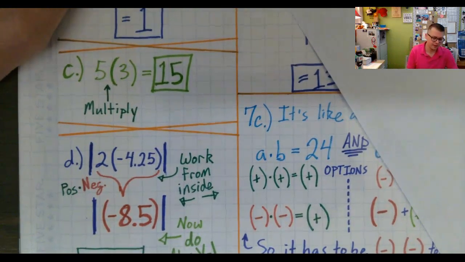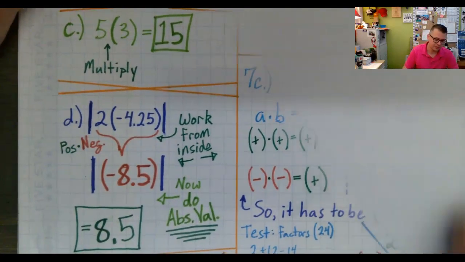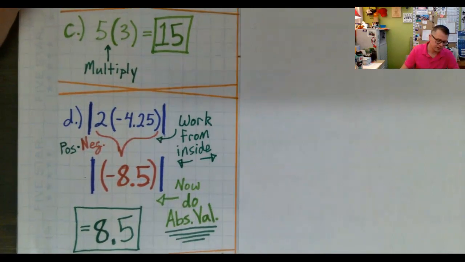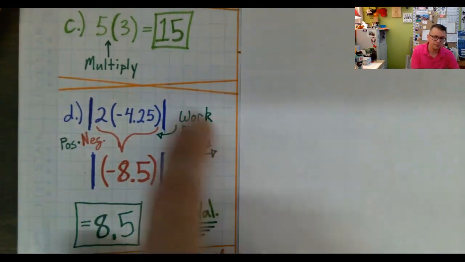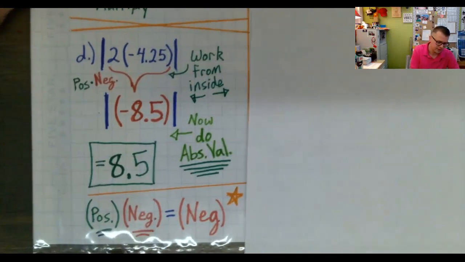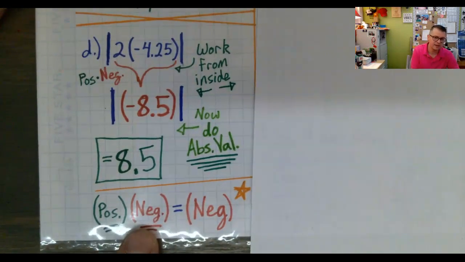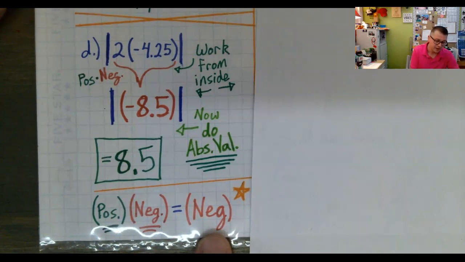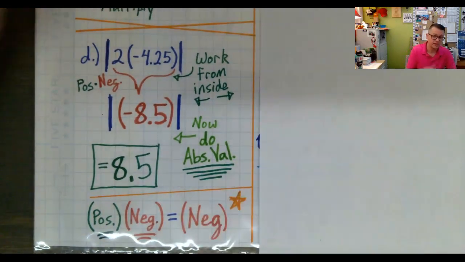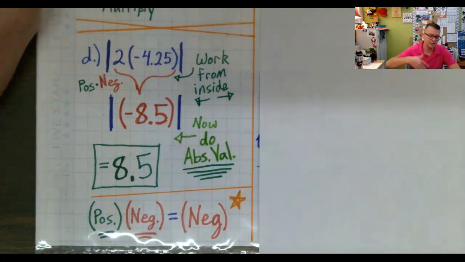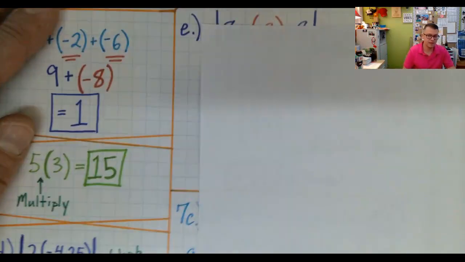D trips some of us up, and E especially trips some of us up, because we need to do the multiplication, then do the absolute value. But I think most of us still got this. Now, a reminder, a positive times a negative comes out to be a negative. If you had a negative times a negative, those would cancel and become positive, because the opposite of a negative is a positive. Right? So that's why that would happen.